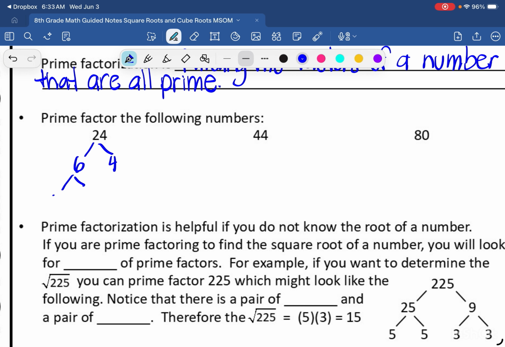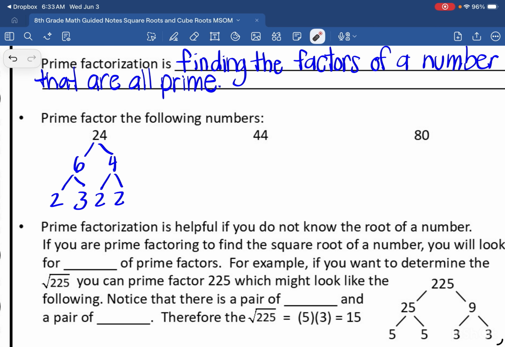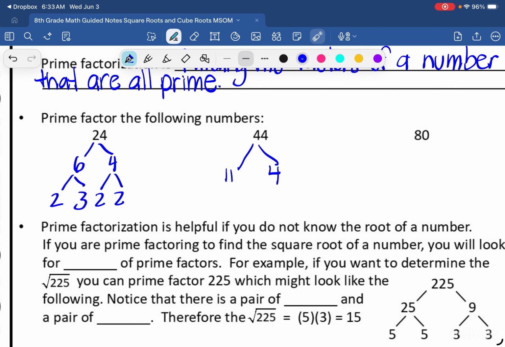What are the factors of 6? We can go 2 times 3, and then the factors of 4 are 2 and 2. And these are all prime, so I'm going to stop. So 24 is the same as 2 times 3 times 2 times 2. Let's look at 44. We can do 11 and 4.